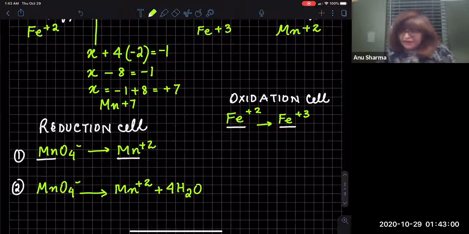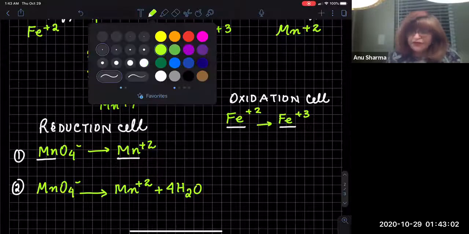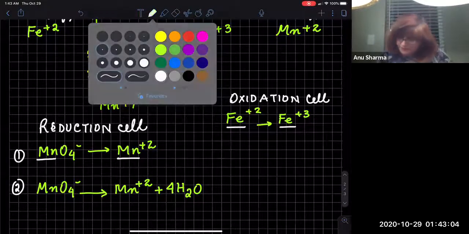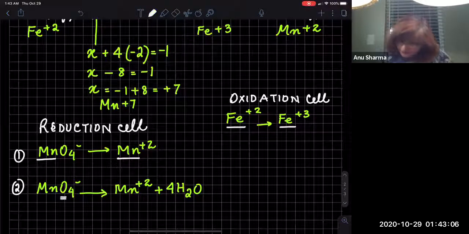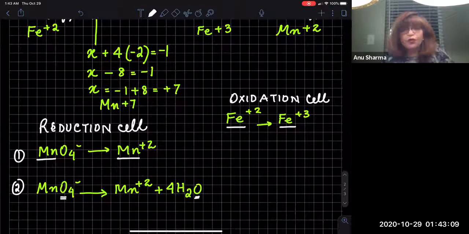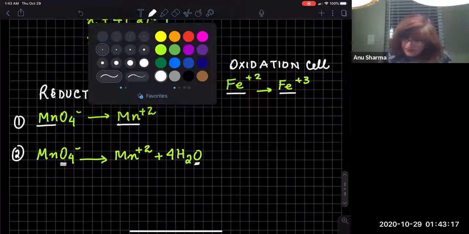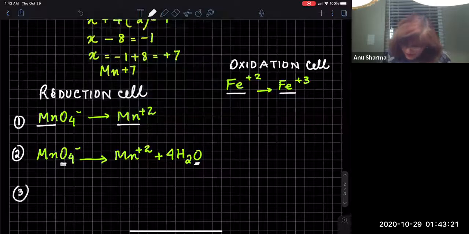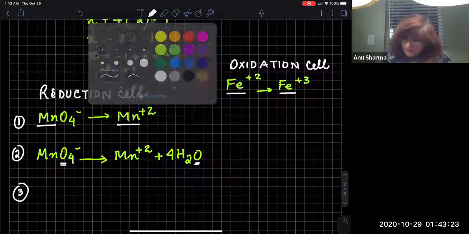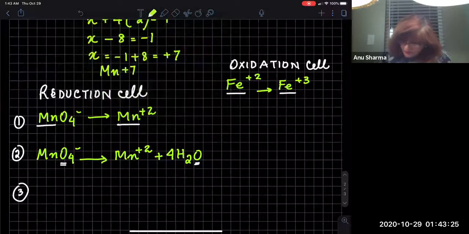We are looking at the oxygen first. So here is the oxygen, oxygen and oxygen. So 4 oxygens are balanced. Now we see that there are 8 hydrogens. So how are we going to balance the 8 hydrogens? We are going to bring in the hydrogen ions, and those hydrogen ions are going to be here. So 8 hydrogen ions, because 4 times 2 is 8.